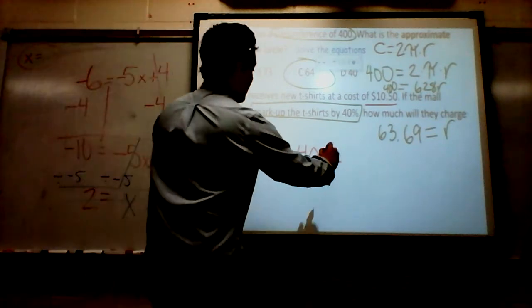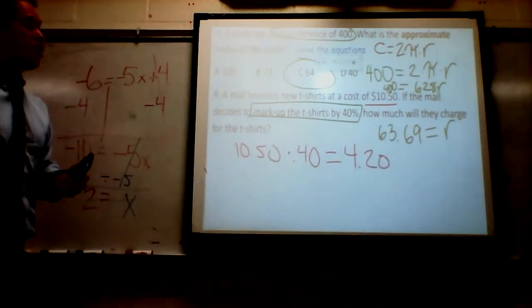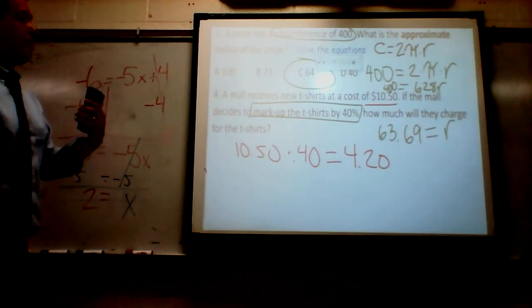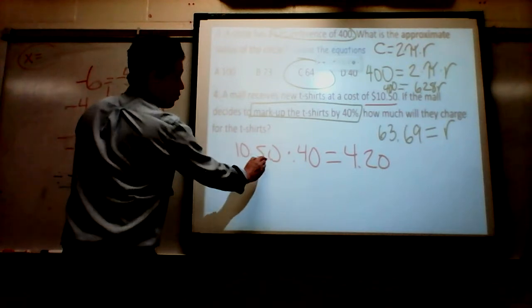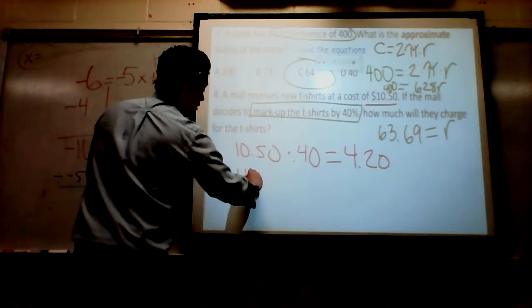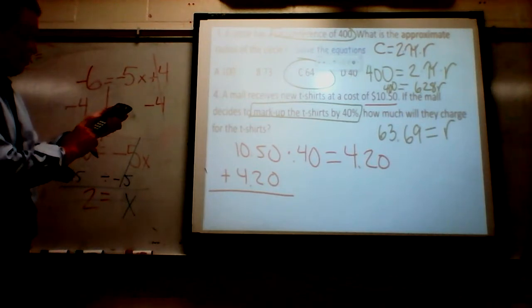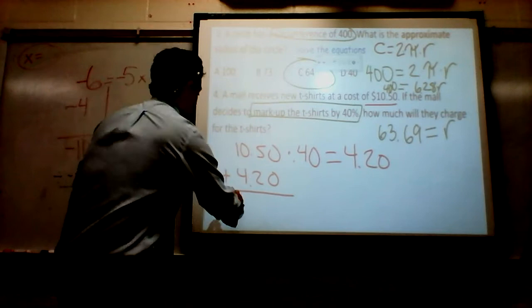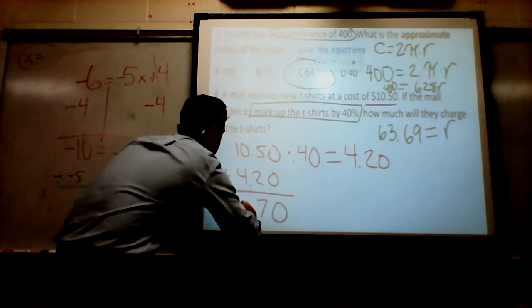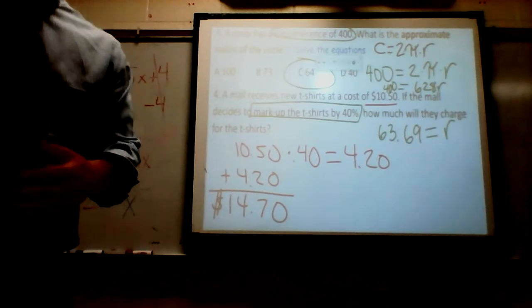And we find that it is a $4.20 markup. To find the total price that they'll charge for the t-shirt, we take the original price, which is $10.50. We add $4.20 to that using our calculator, so we're not guessing. And we find it is a total of $14.70 for the t-shirt.